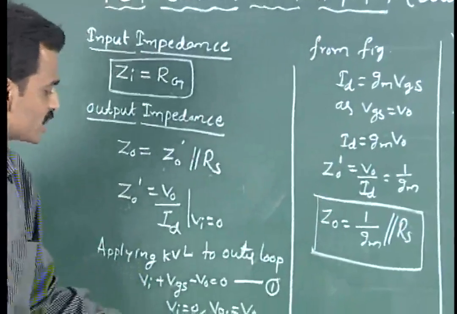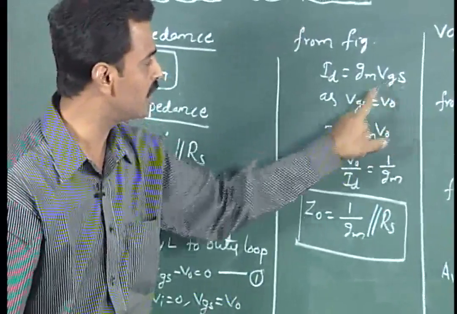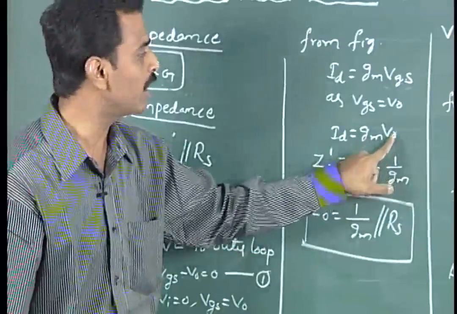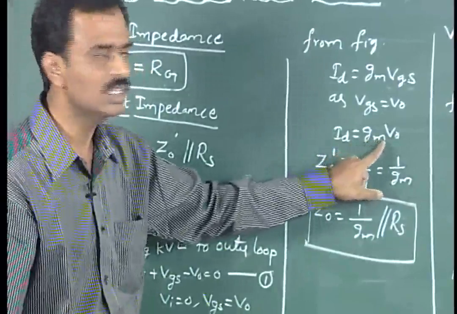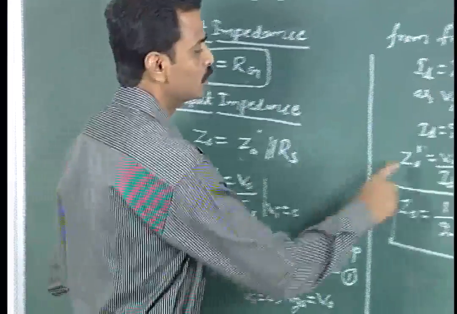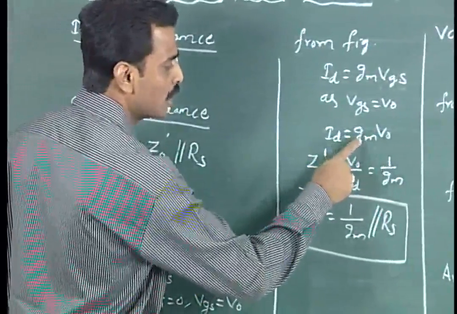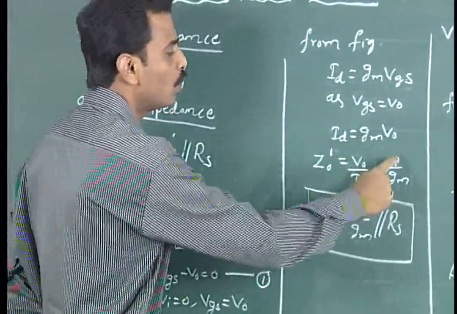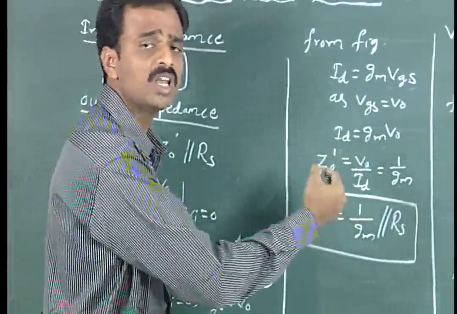As we have VGS equal to V0, just replacing the value of VGS with V0, the drain current reduces to ID equal to Gm V0. Bringing back this V0 to ID, ID by V0 will be equal to Gm. As Z0 dash will be equal to V0 by ID, Z0 dash will be equal to 1 by Gm. So this is the value of the impedance obtained across the small RD.